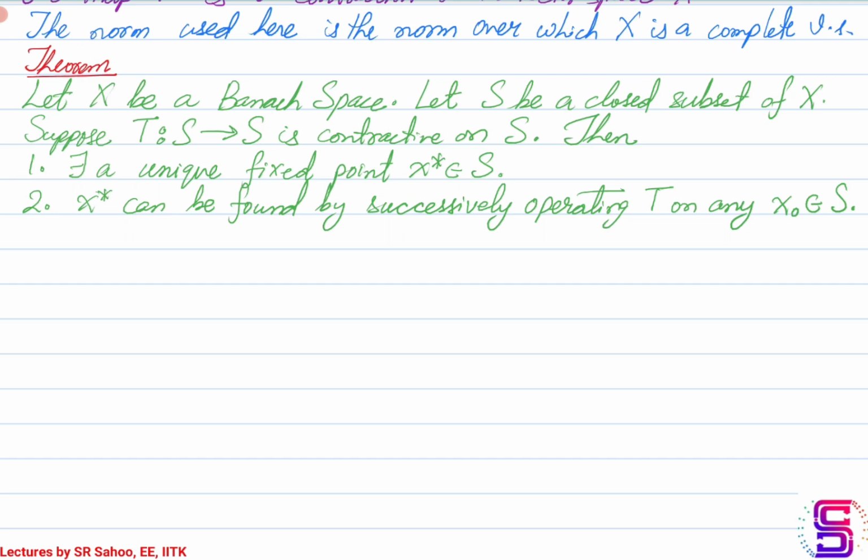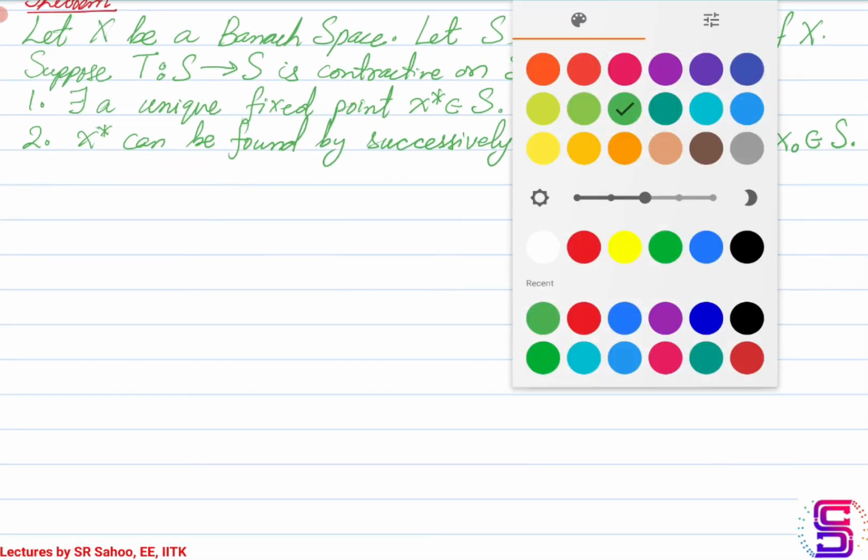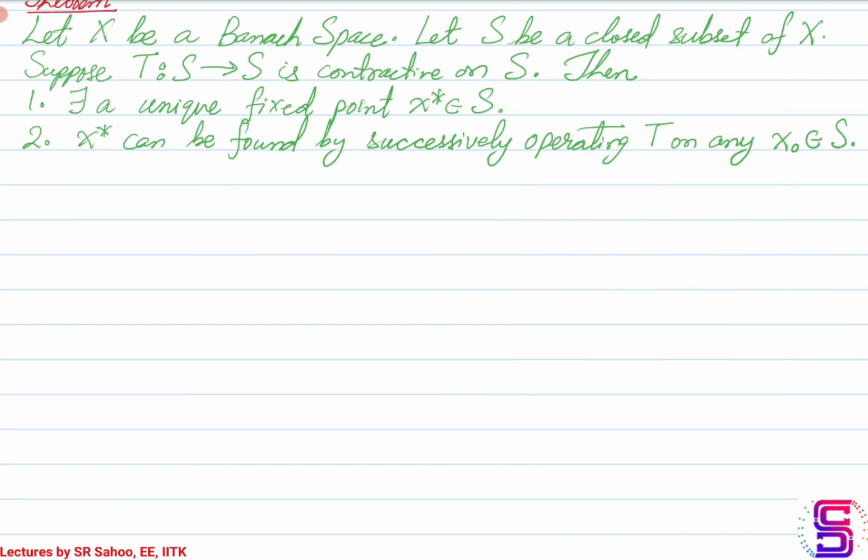Okay, so let's dissect this entire theorem and see what is given to us. Now, as I said, X is a Banach space, which essentially indicates that it's a normed vector space, and it's a complete vector space.